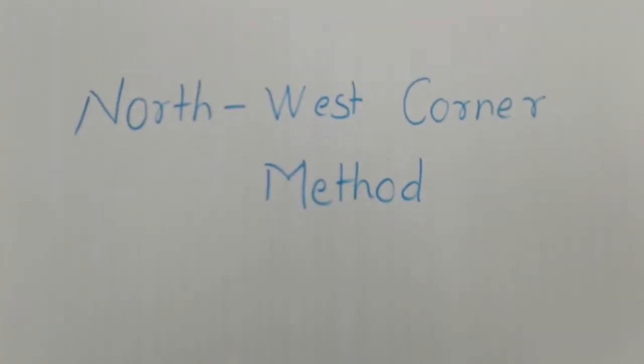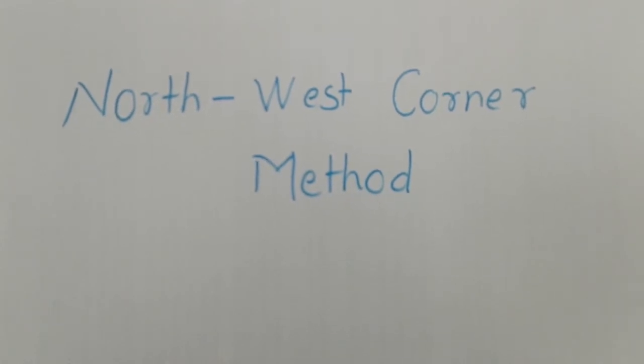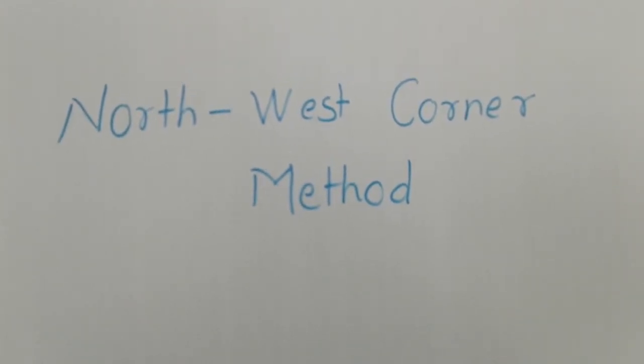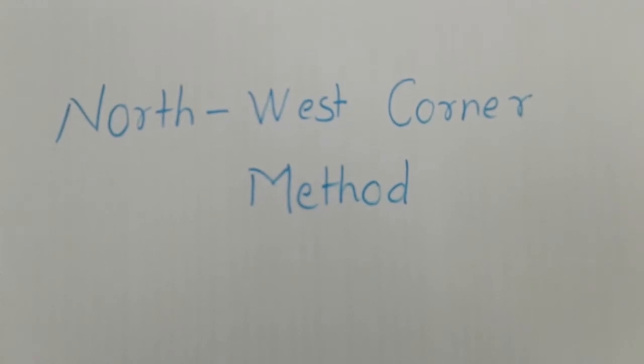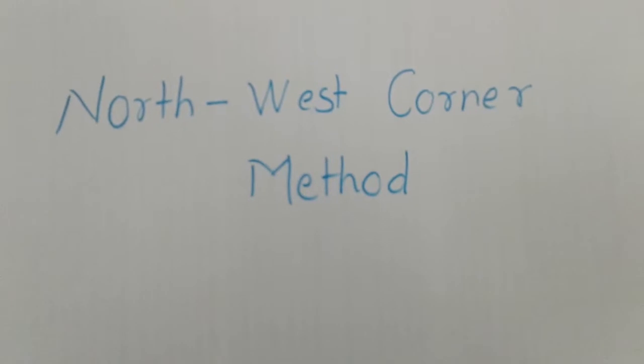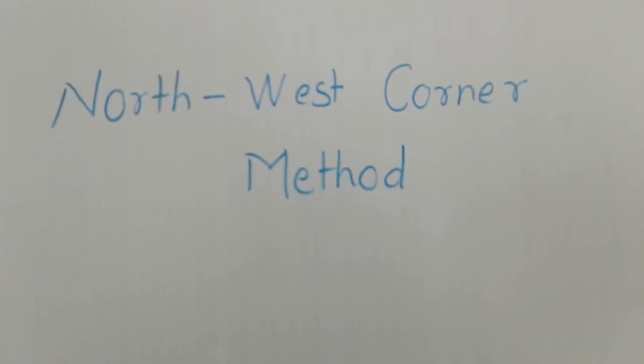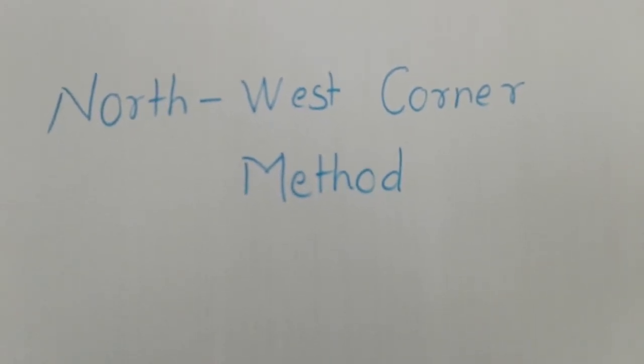Hello friends, today we are going to learn the northwest corner method to solve a transportation problem. In this method, we have to start the allocations from the northwest corner cell of the cost matrix, that is the 1 1 cell. So before going towards the example, first we will see the steps to solve the transportation problem by this method.